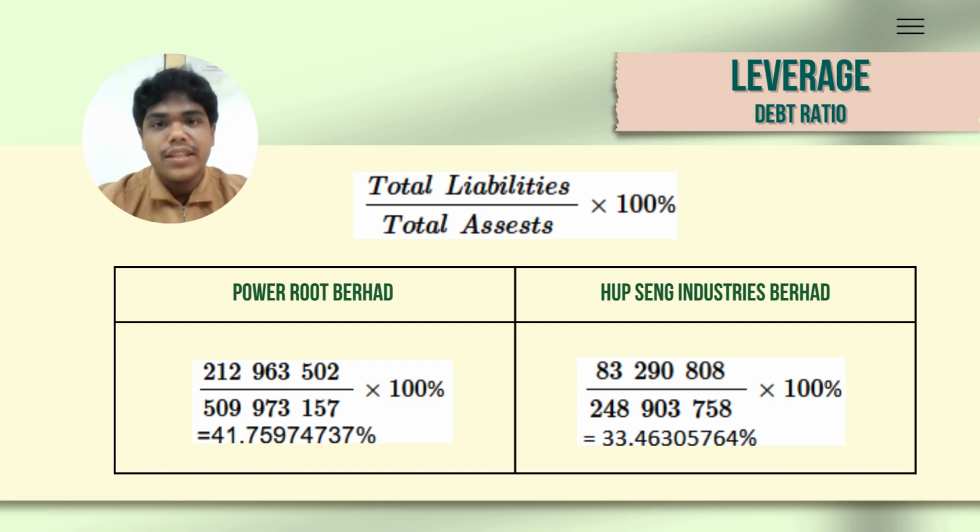So for this slide, specifically about the debt ratio, the formula is total liabilities over total assets times 100%. For Power Root Berhad, we get 41.75%, and Hapsang Industries Berhad gets 33.46%. As we can see, Hapsang has a lower debt ratio. So Hapsang Industries is considered to have lower financial risk.